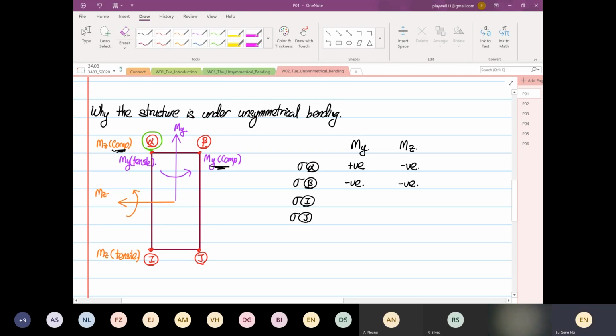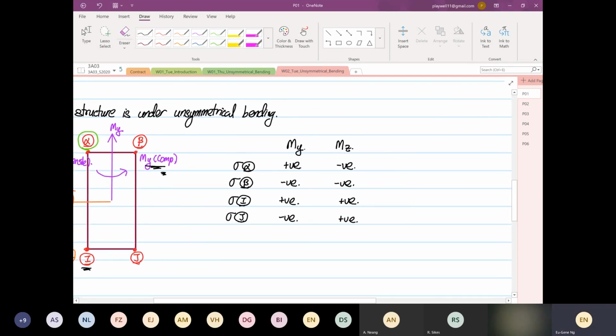Okay, can someone tell me at point I, MY is going to induce a compression or tension? Anyone, please? Tension? Yes, you got it. And then MZ, if you look at MZ now at point I, MZ is going to be tension. And then if we look at point J, MY is going to induce a compression. And MZ is going to induce a tension.